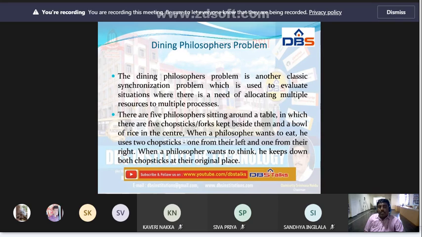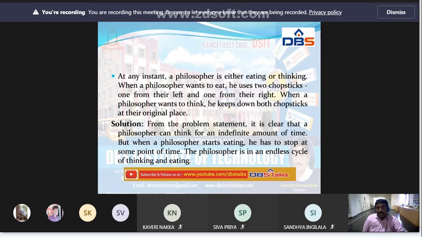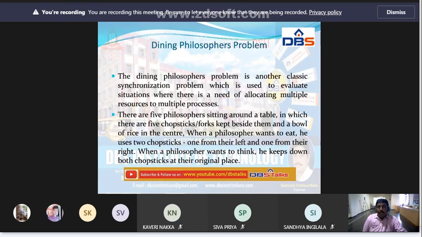When a philosopher wants to eat, for example, he uses 2 chopsticks or 2 forks, one from their left and one from their right. Here this philosopher wants to eat the rice. What he has to do? He has to use one chopstick from this side and one more chopstick from this side. Philosopher 1 wants to eat, he will take the left side chopstick and the right side chopstick. When a philosopher starts eating, he will take two chopsticks, one from their left and one from their right.